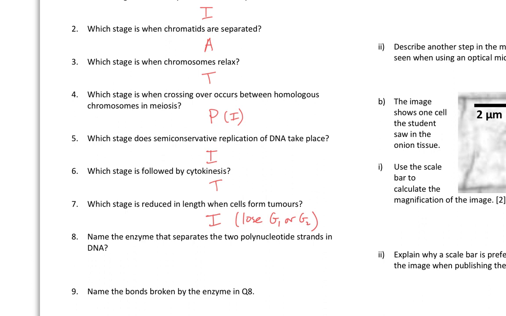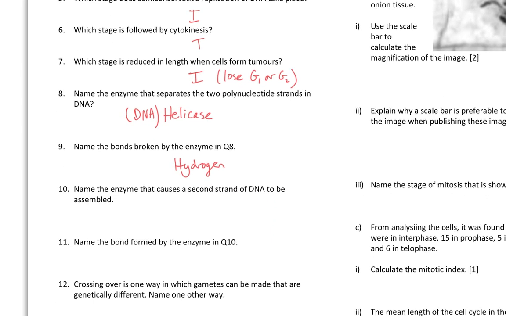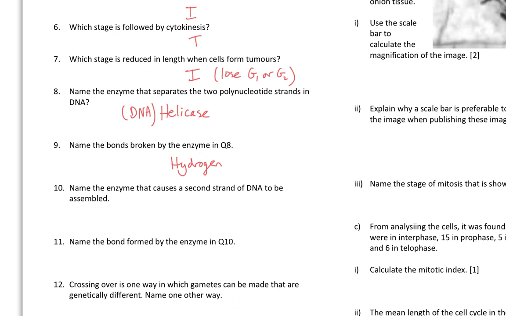And the enzyme that separates the two strands in DNA replication, that's helicase. You can put DNA in front of it. The bond broken, that's hydrogen bonds. Names of enzymes and names of bonds is almost my mantra. Learn them. The enzyme that forms the second strand of DNA, that's DNA polymerase. And the bond it forms, it's a good old phosphodiester.